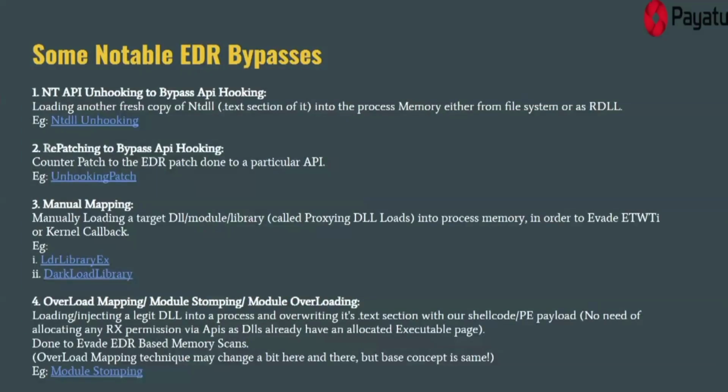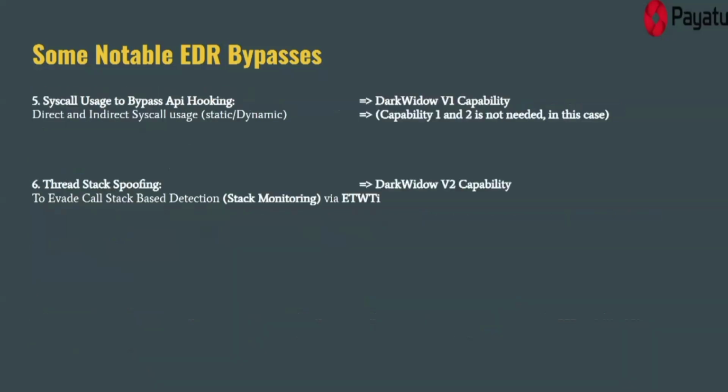into the process. So there are some notable EDR bypass strategies, that is NT API unhooking, repatching, manual mapping, overload mapping, stuff like that. But these are not my agenda for today. These two would be the agenda for today because these two would be present in my tool. The first one is syscall usage to bypass API hooking, which would be present in the version 1 capability of my tool. And the next is thread stack spoofing, which would be present in version 2 and which would help us to evade call stack based detection, also called stack monitoring, which is done by ETWTI.